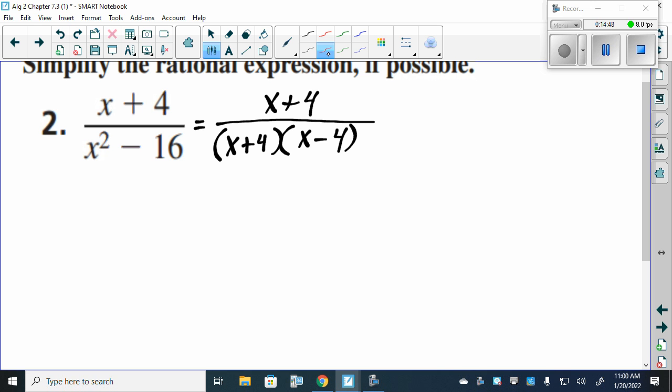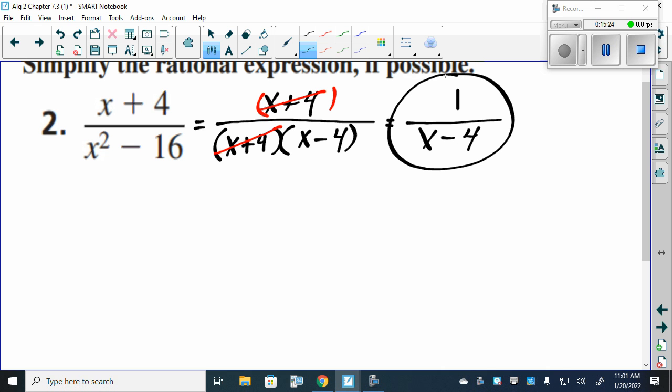Do we have anything in common on top and bottom? The x plus 4. So x plus 4, this whole thing, because this is one whole term, would cancel out with the x plus 4. Now in the denominator, we'll be left with x minus 4. What is the numerator going to be? Because whenever something simplifies out completely, we're left with 1. So this here would be simplified completely.